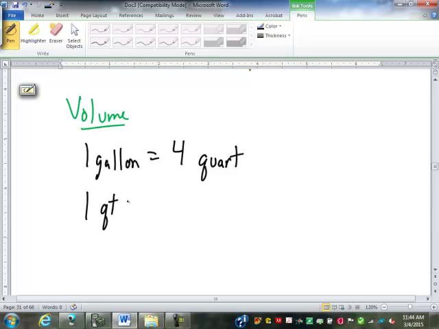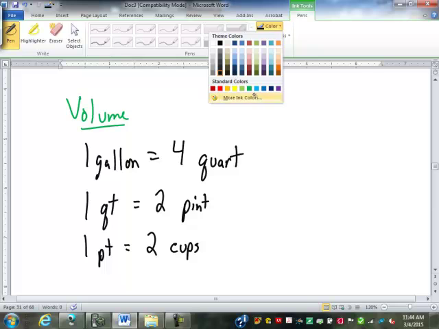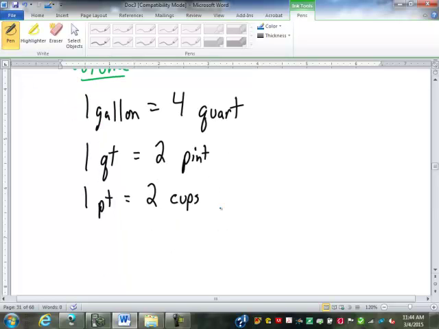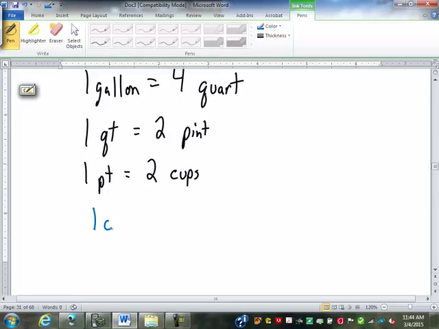Smaller than a quart, there's pints. There are 2 pints in a quart. And smaller than a pint, there are cups. And there are 2 cups in a pint. A cup sometimes used to be referred to as a half pint, which makes sense that there's 2 of them. Now there are units smaller than cups. 1 cup is 8 fluid ounces.